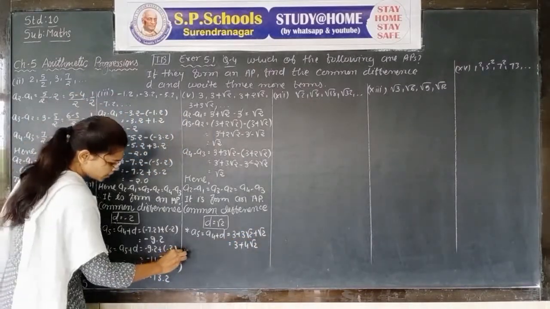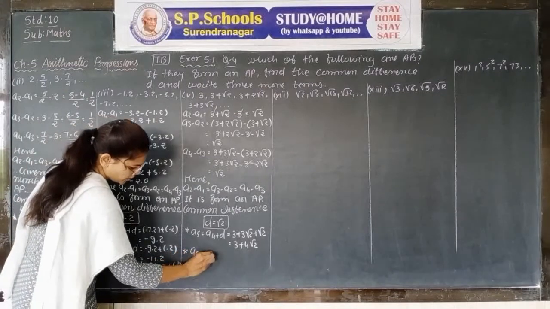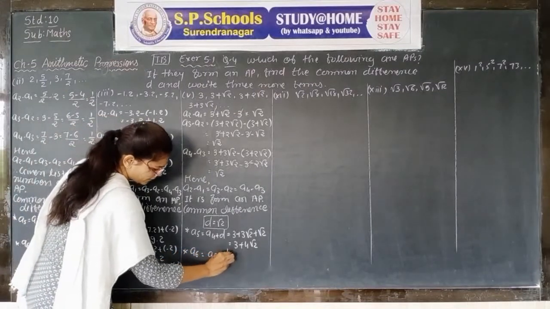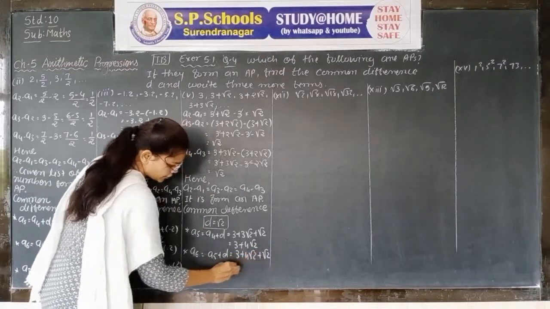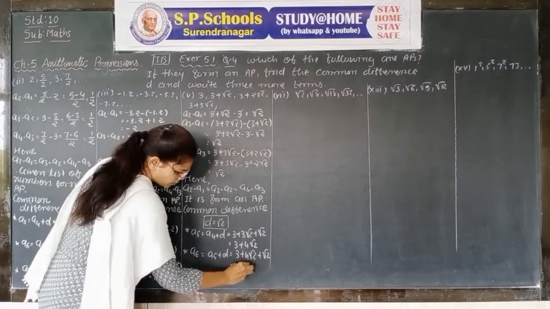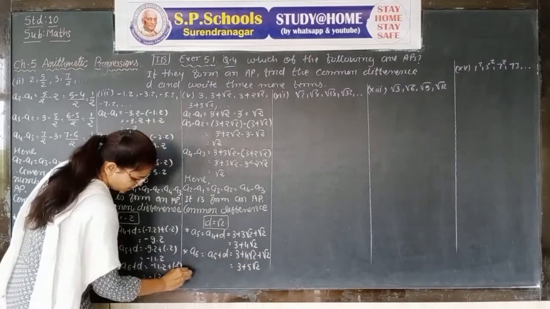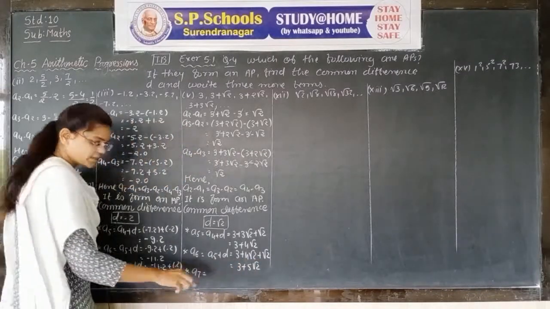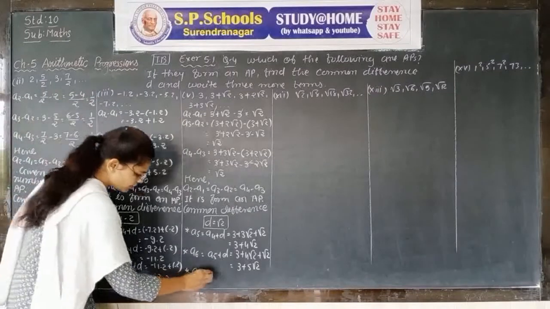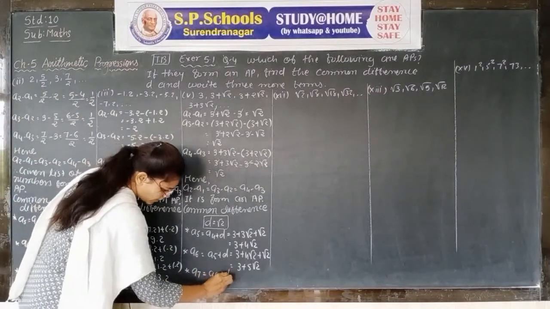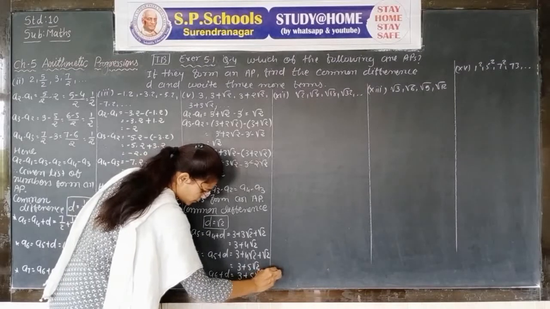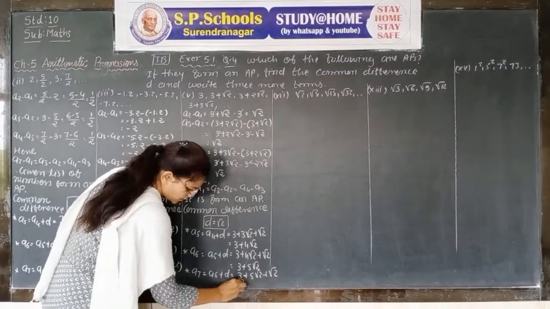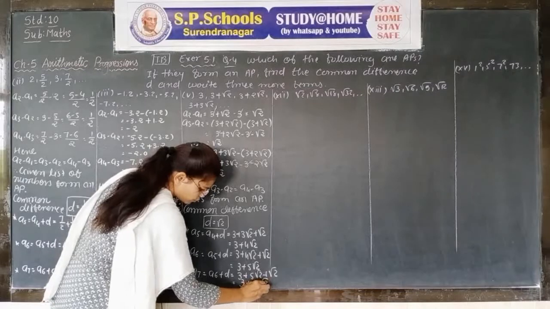The next term, the sixth term, is a5 plus d, where a5 is 3 plus 4 root 2. We have to add the common difference d, which is root 2. That gives 3 plus 5 root 2. And the last term, the seventh term, a7 is a6 plus d, where a6 is 3 plus 5 root 2 plus d, which is root 2. It gives 3 plus 6 root 2.